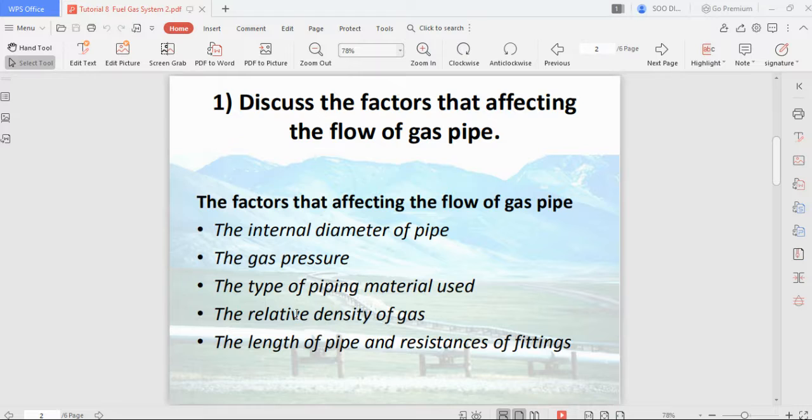Okay, the fourth is the relative density of the gas. If the gas is very dense, then it is able to occupy less space. So when it occupies less space, you will be able to transport more gas as opposed to a lighter density gas. Okay, last is the length of pipe and the resistance of fittings. If you have a very long pipe, by nature there is loss of energy, so the gas will flow slower. So all these factors can affect the flow of gas in a pipe.